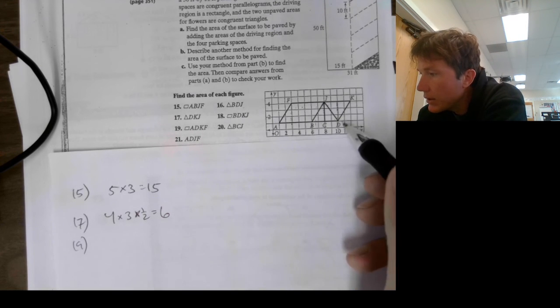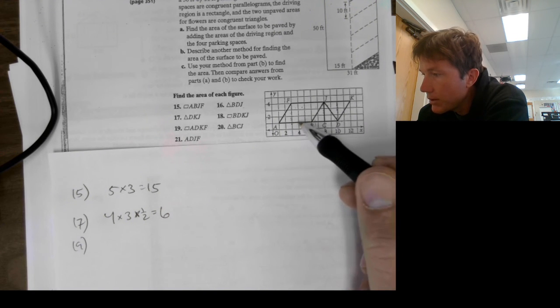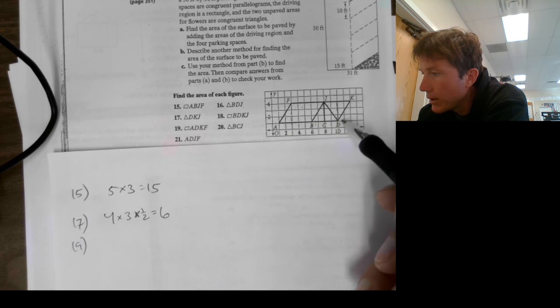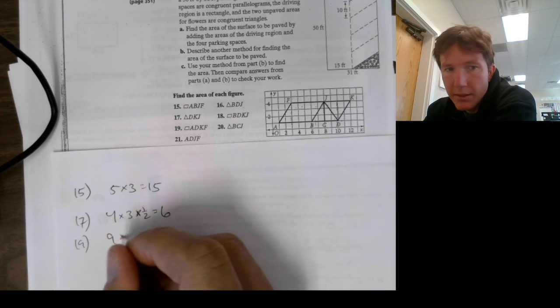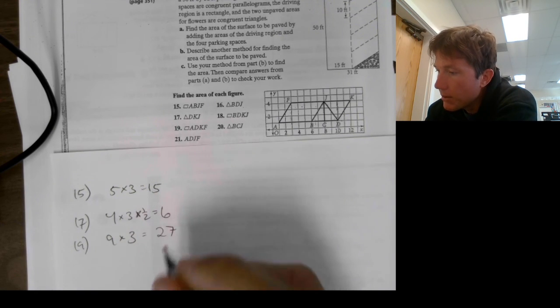ADKF. ADKF is a big parallelogram. My base is 1, 2, 3, 4, 5, 6, 7, 8, 9. Put that down there. My height is 3. Area is 27.